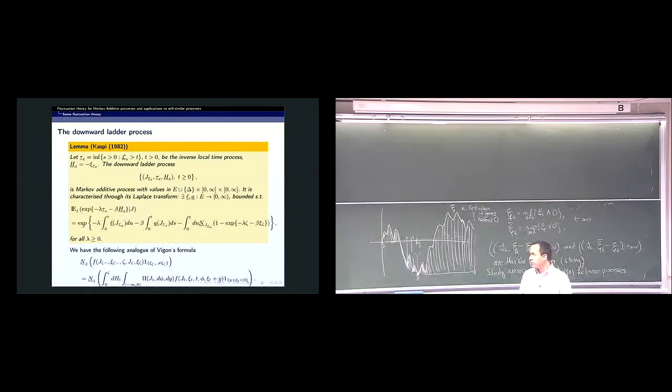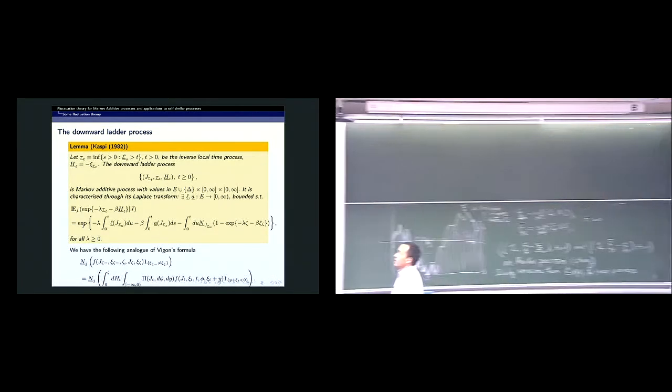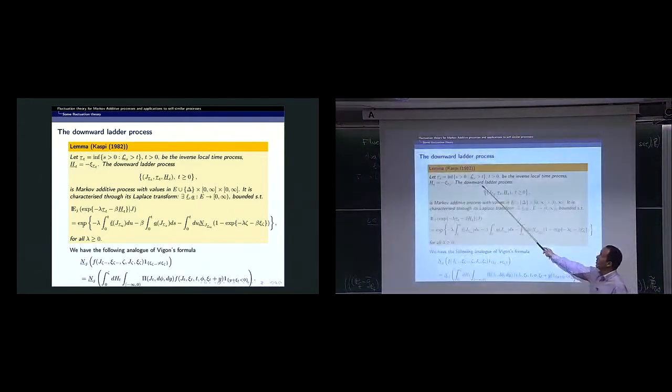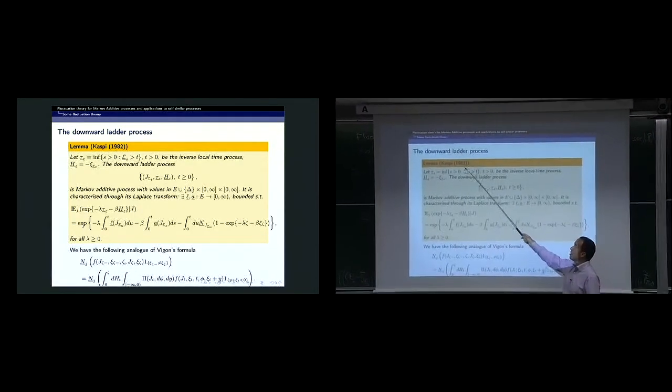And there are some objects that are very important related to these excursions. It is again the downward ladder process. Take the local time, the function that tells us how much time you spend at the infimum. Take the inverse, and observe the position of the infimum at that time on its own, and the color of the process at that time. Now this triple is again a Markov additive process.